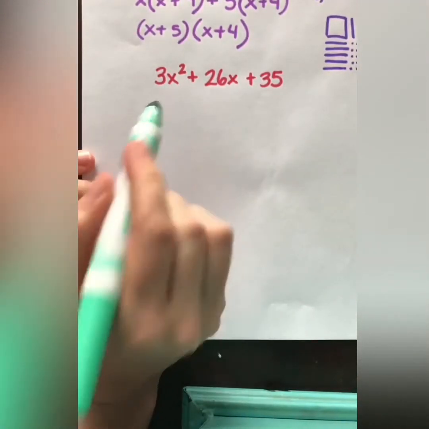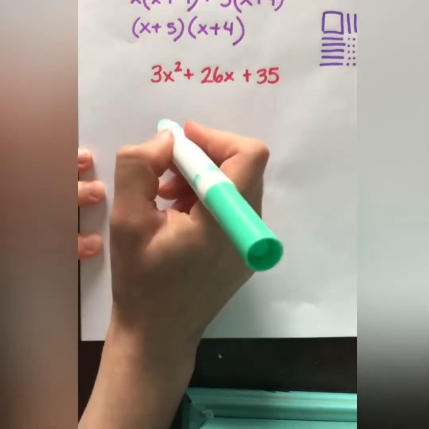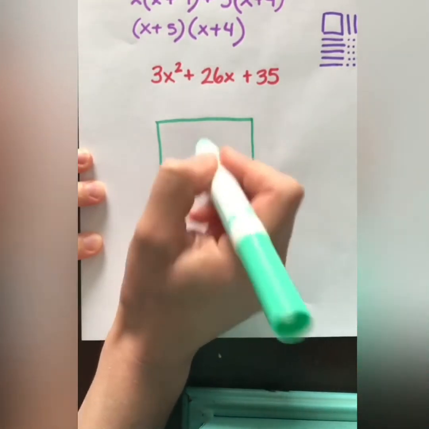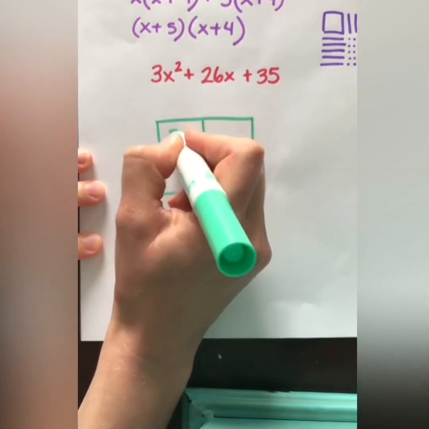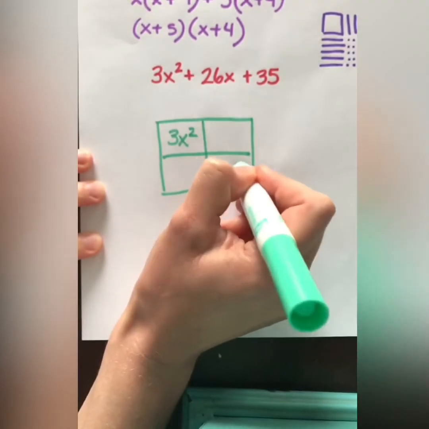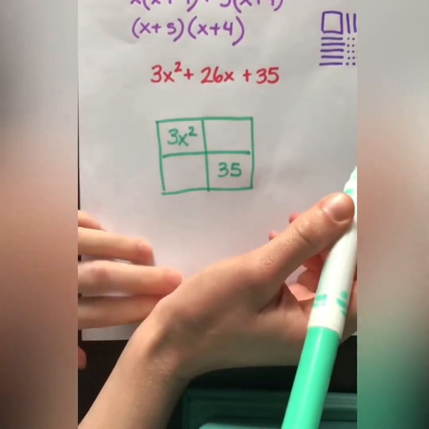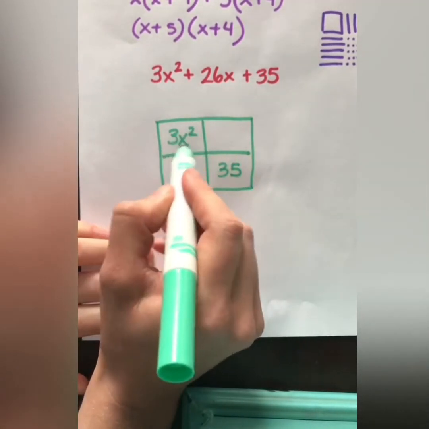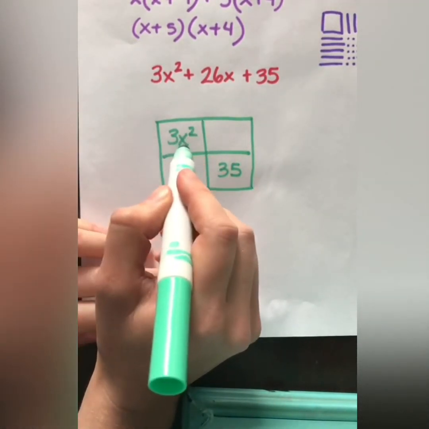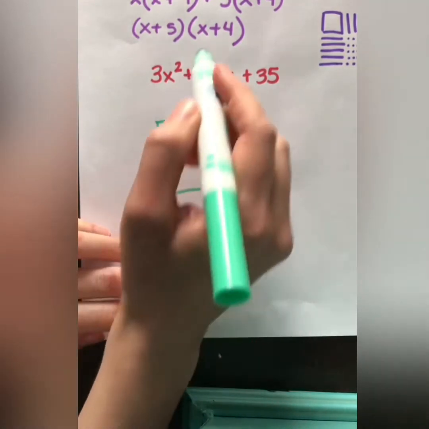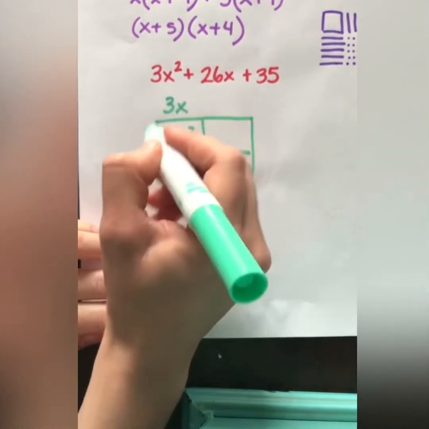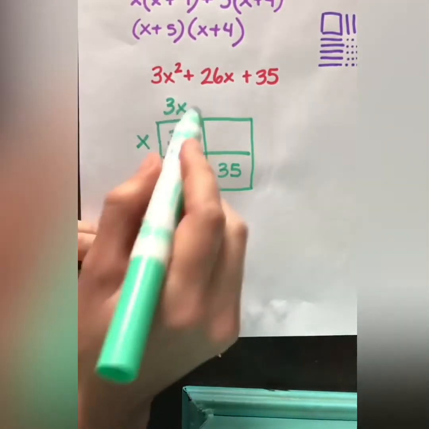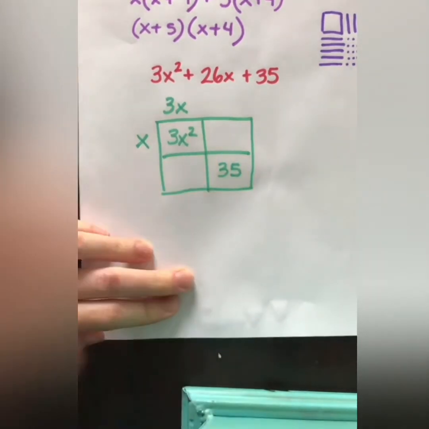Let's try to factor this polynomial, and we'll use two different methods. First, let's try an area model. Now we want these two to add up to 26x, but notice this time we have a 3 in front of x squared. That means I need a 3x times x in order to get 3x squared. That's going to affect what goes in these boxes.